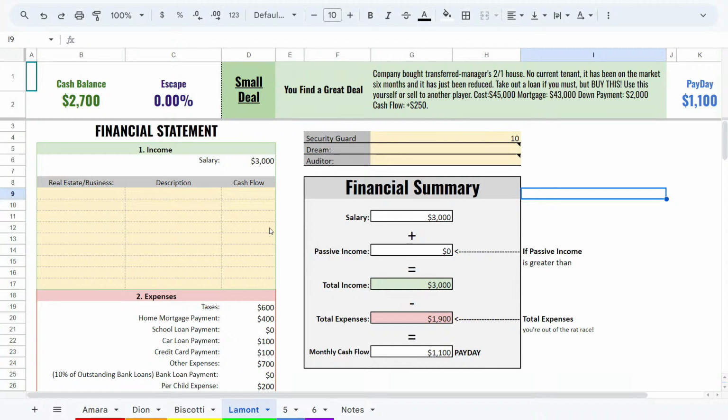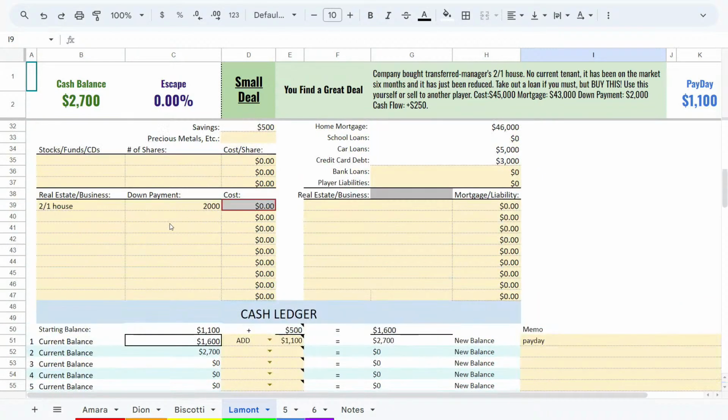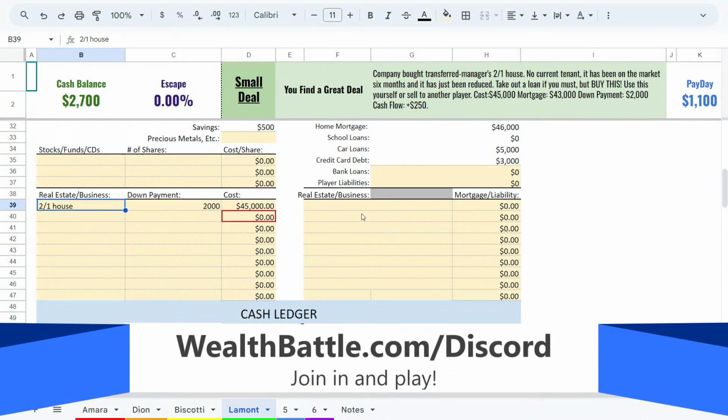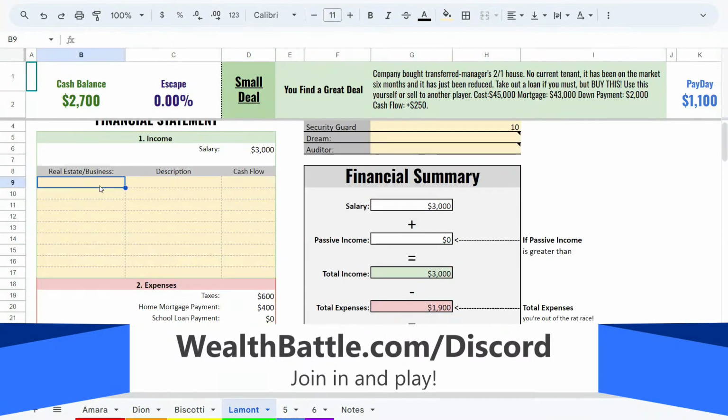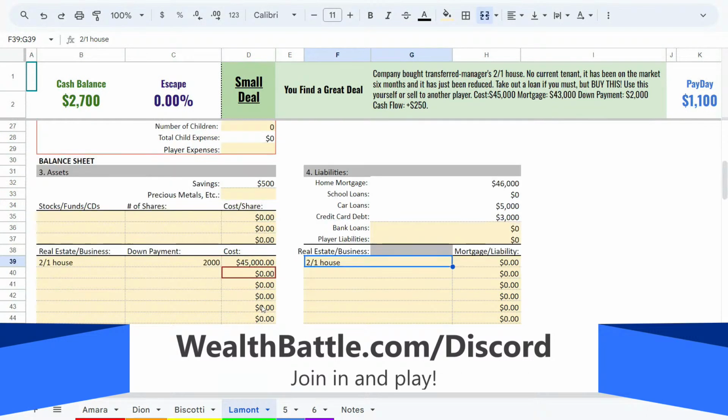Am I doing this right so far? Is anybody watching what I'm doing? I see you under the assets, so you have a down payment of $2,000 and you're on the cost. So presumptively, yes, you are. So far, so good. I'm going to copy and paste that 2-1 house around for you to make it a little easier.